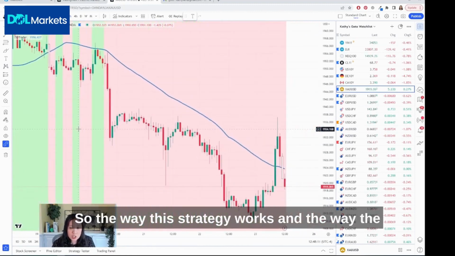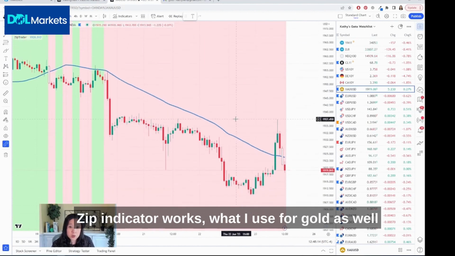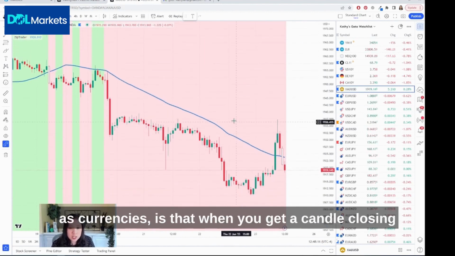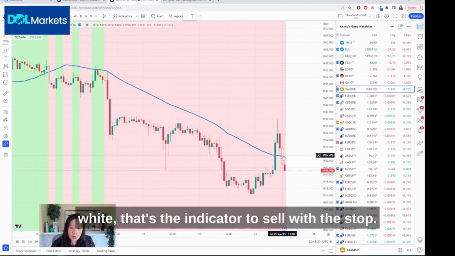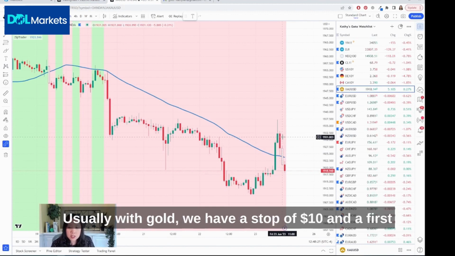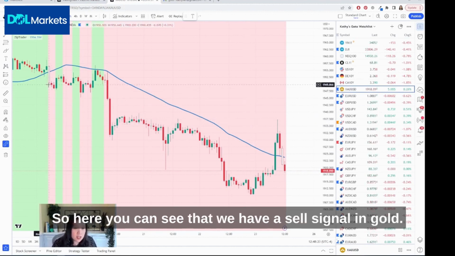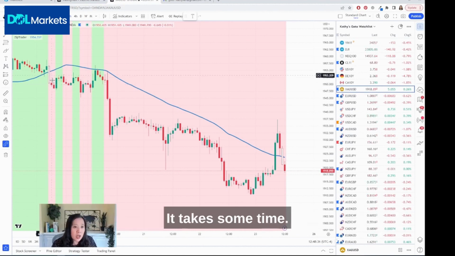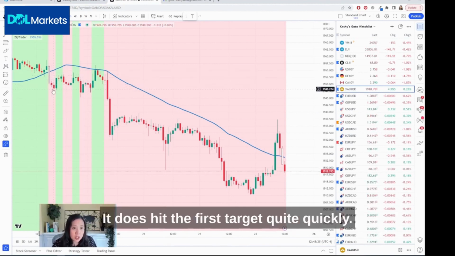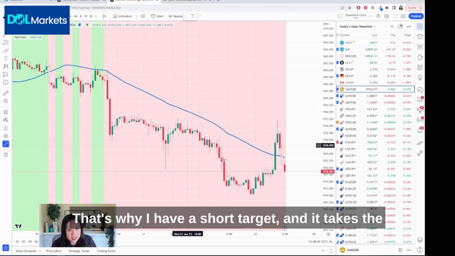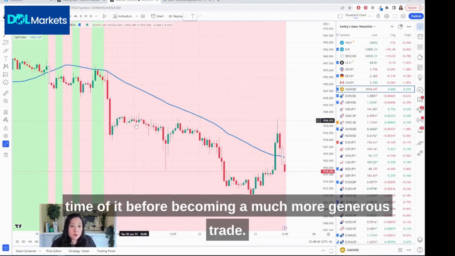So the way this strategy works and the way the ZIP indicator works, which I use for gold as well as currencies, is that when you get a candle closing white, that's the indicator to sell. With the stop, usually with gold, we have a stop of $10 and a first target of $5, and then a second target that you can trail. So here you can see that we have a sell signal in gold. It does hit the first target quite quickly. That's why I have a short target, and it takes some time before becoming a much more generous trade.